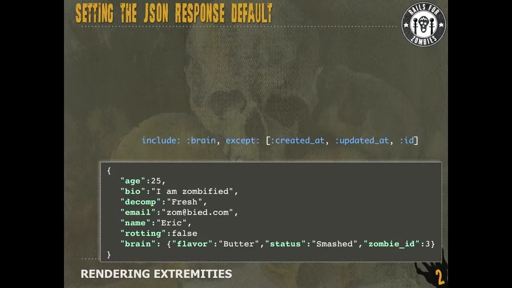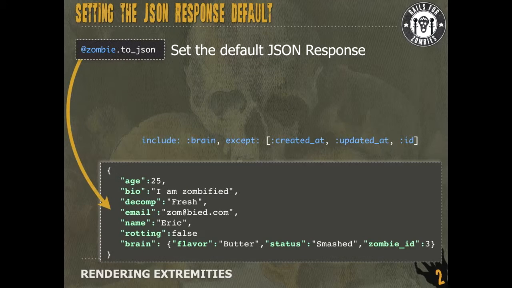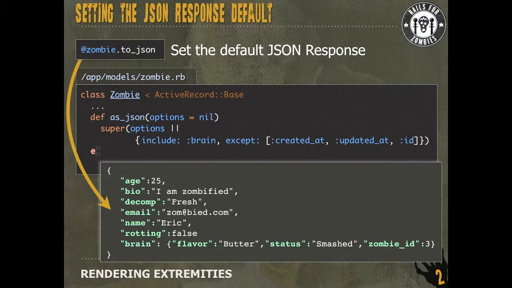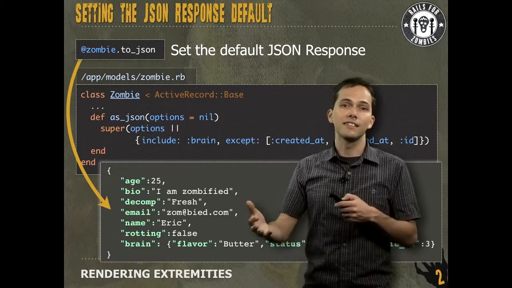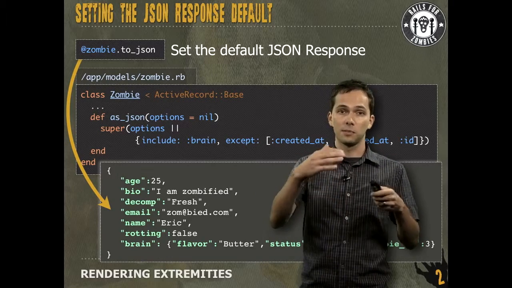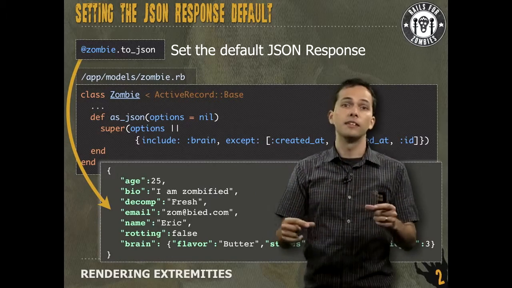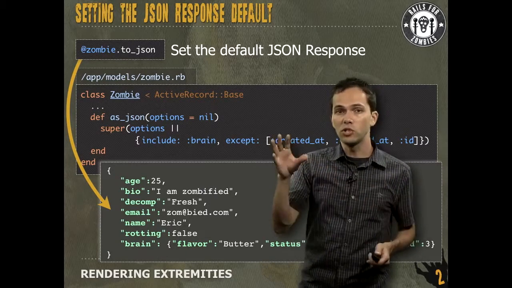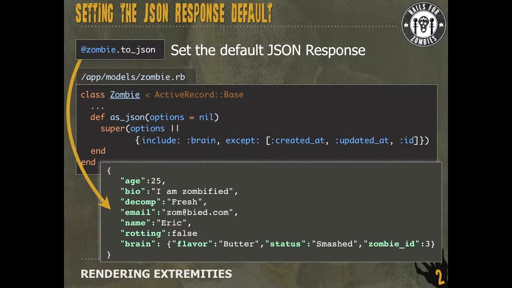What if we want to make this last line the default JSON response when we call zombie to JSON? How might we do this? Well, we're going to dive into the zombie model. Inside there, we're going to define as JSON, set a parameter called options that defaults to nil. We'll call super options and then our hash. What this is doing is it's checking to see if we sent in specifically what we want back from the JSON, and if we have specifics about what we want, use that. Otherwise, if we just called toJSON, use this hash.